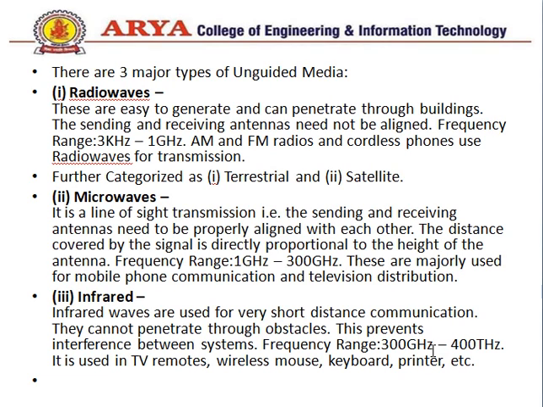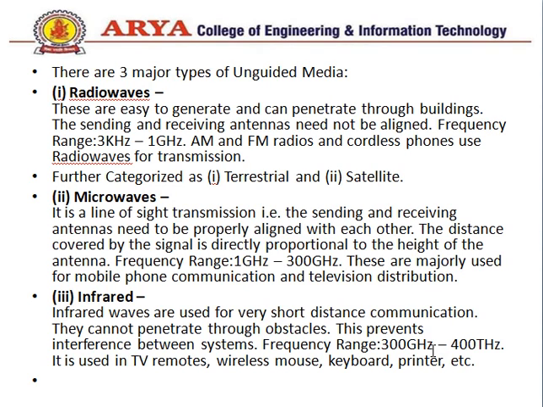Microwaves are a line of sight transmission. The sending and receiving antennas need to be properly aligned with each other. The distance covered by the signal is directly proportional to the height of the antenna. Frequency range is 1 GHz to 300 GHz. These are majorly used for mobile phone communication and television distribution.